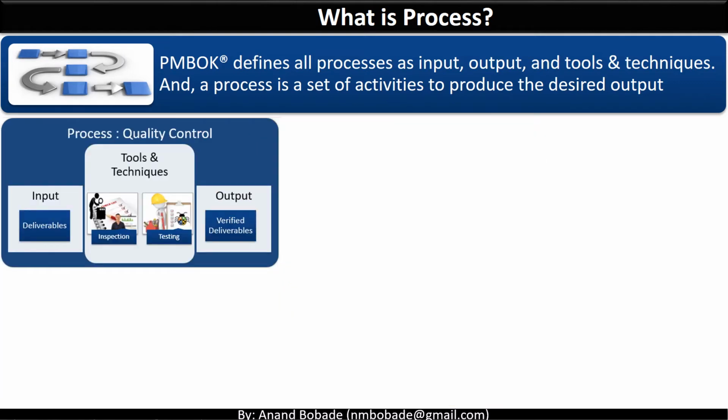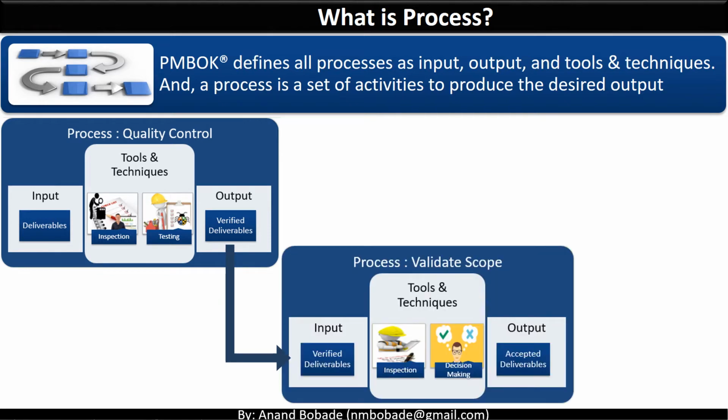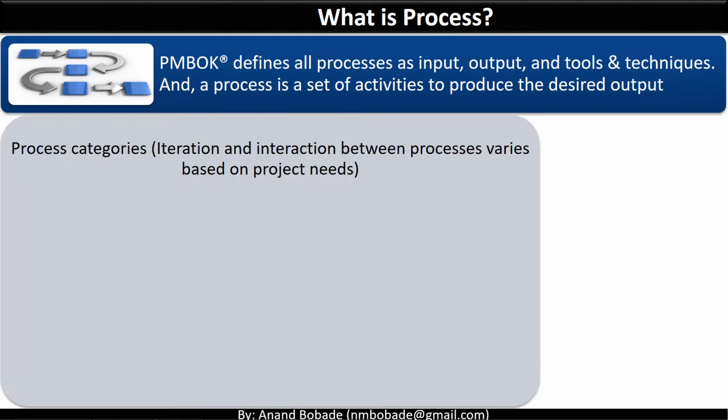Now we can use this produced deliverable as an input to another process to generate another output. In our example, the output of the quality control process, that is verified deliverables, acts as an input to another process, validate scope. Once you apply the tools and techniques of the validate scope process, you get the output that is accepted deliverables. The interaction between processes varies based on the need of the project.